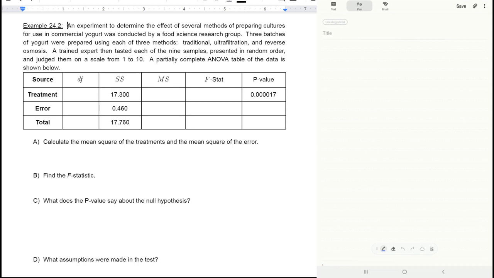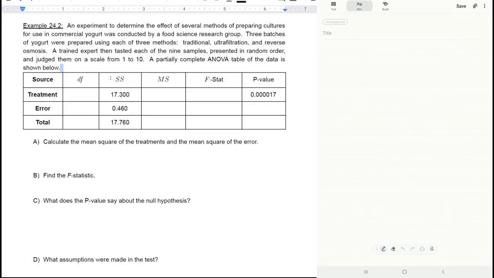An experiment to determine the effect of several methods of preparing cultures for use in commercial yogurt was conducted by a food science research group. 3 batches of yogurt were prepared using each of the 3 methods. So we have traditional, ultrafiltration, and reverse osmosis. A trained expert then tasted each of the 9 samples presented in random order and judged them on a scale from 1 to 10. So here we have a partially complete ANOVA table.